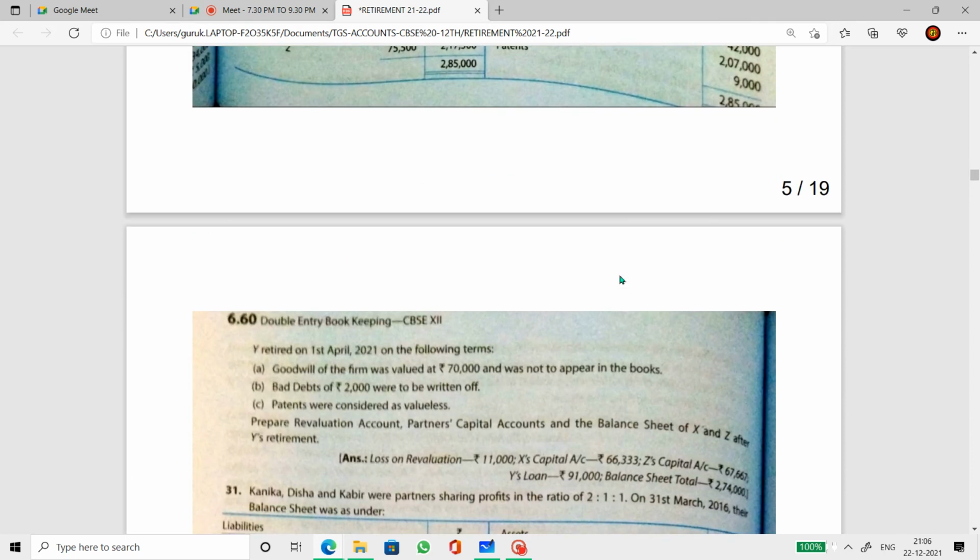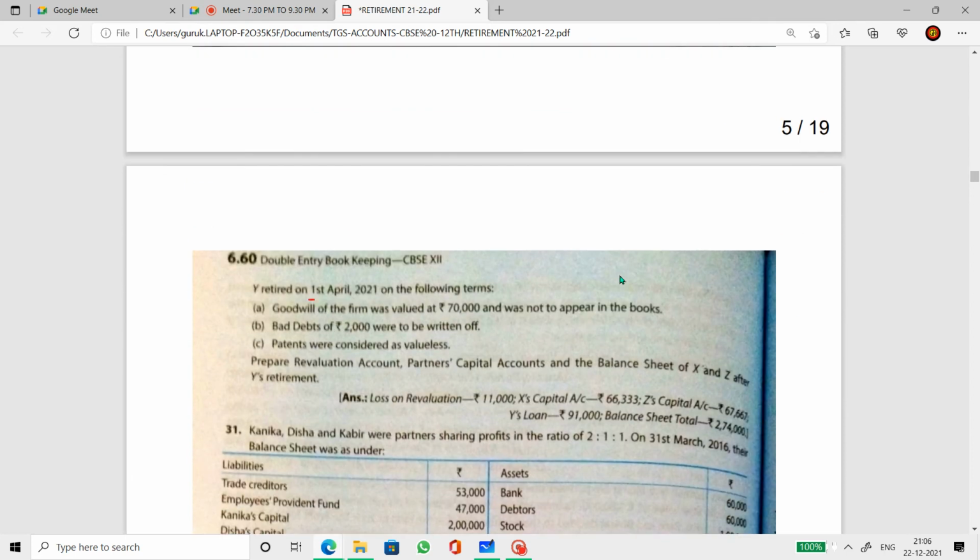Now, Y retired on 1st April 2021. So Y retired at the beginning of the year, on the following terms. Goodwill of the firm is valued at 70,000 and was not to appear in the books. So that means goodwill must be distributed in the gaining and sacrificing ratio. And then bad debts of 2,000 were to be written off. So we need to pass journals for that.